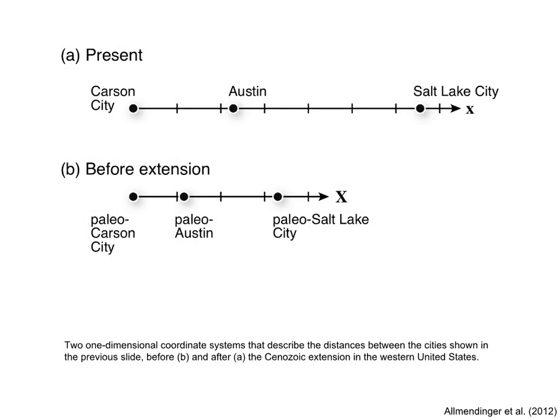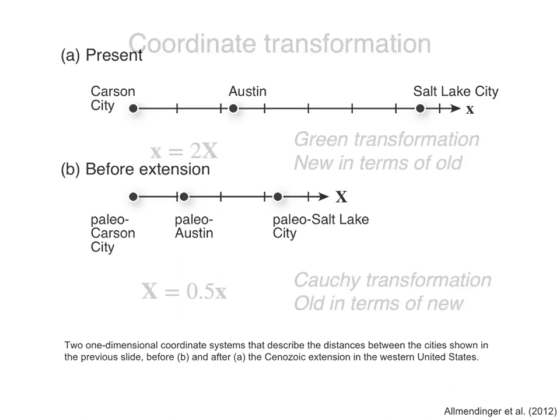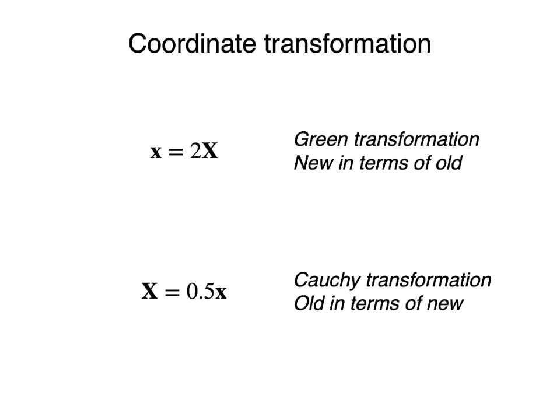You can think of there being two different coordinate systems in this example, both of which have their origin at Carson City. We will refer to the axis before extension with a capital X, and the present-day axis with a small x. The relation between the small x and capital X axes can be described in terms of a coordinate transformation. This relates two different states in time, one in the present and another in the past.